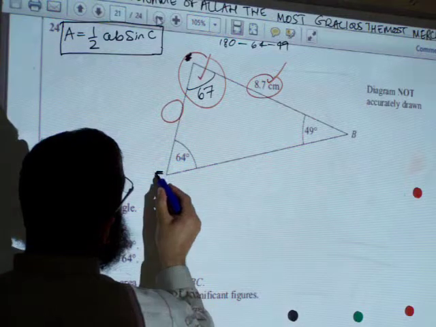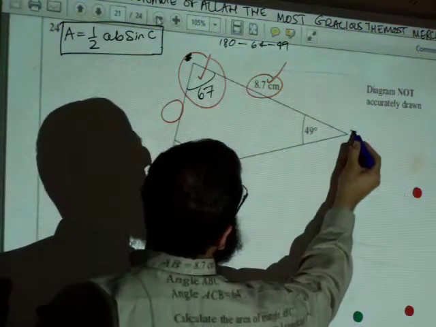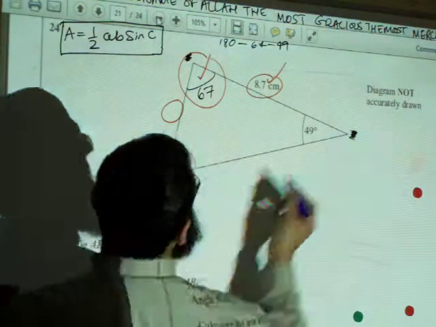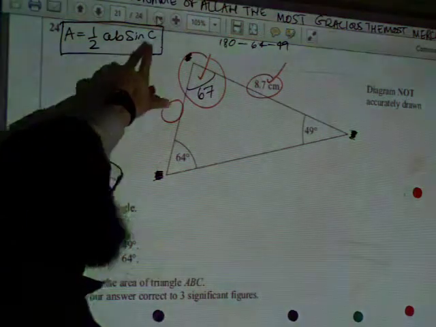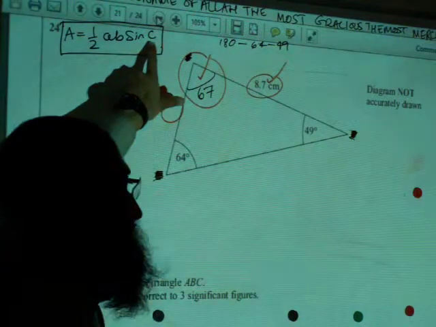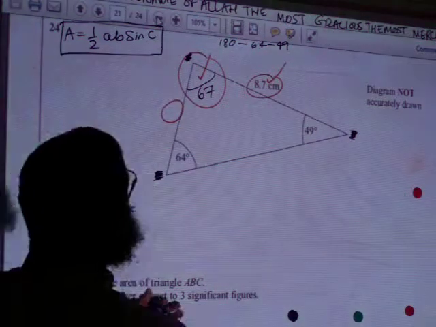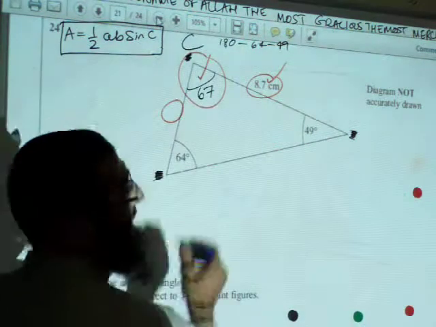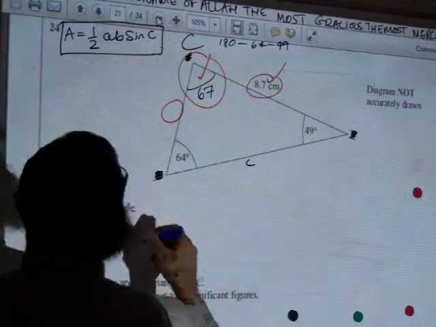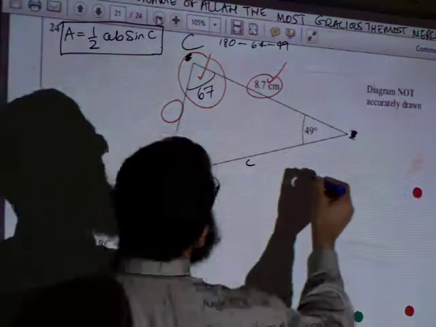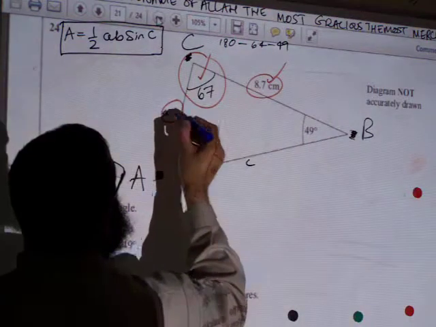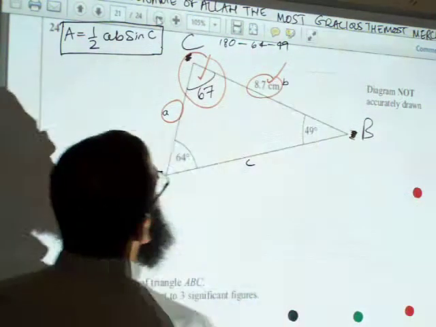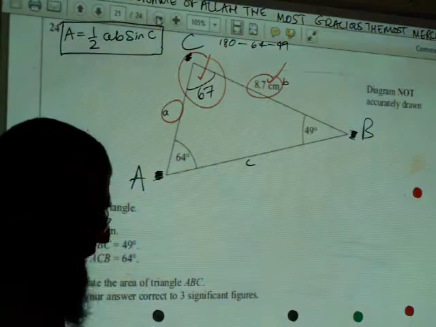So I'm going to draw the triangle. Now, half ab sin C. So the angle that you need is C. So I'm going to call this angle here big C. And this will be my little c. And I'm going to call this one my big A and my big B. So that's going to be my little a and that's going to be my little b. So far, it's really good.